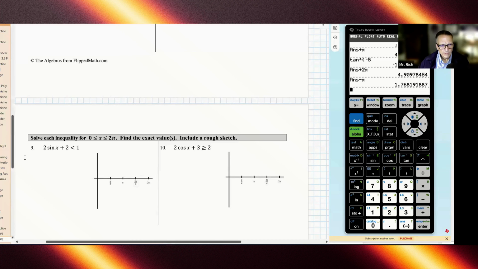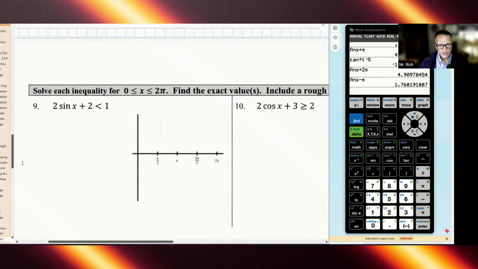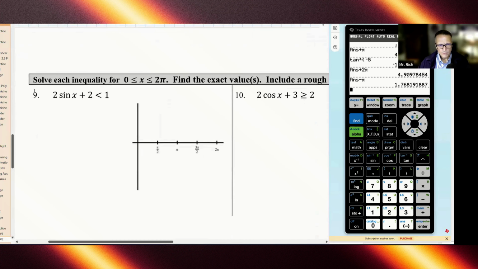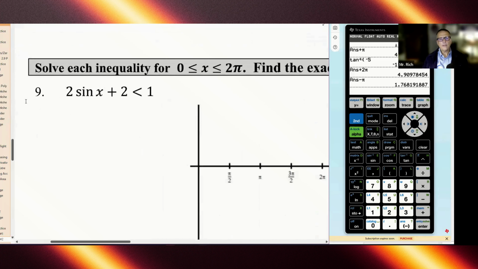So we're going to keep going on here, and I'm going to show you how to do these inequalities. These are not for the faint of heart, right? We're going to have to really think about how to do these problems here. But I am going to take the initial same approach as I did in the other problems. I want to isolate the sine x here. So I'm going to subtract the 2 and then divide by 2. So I'm going to get sine x less than -1/2. Okay.